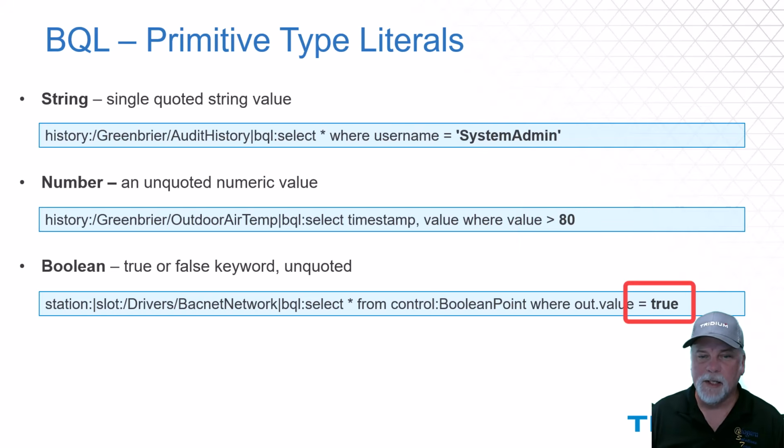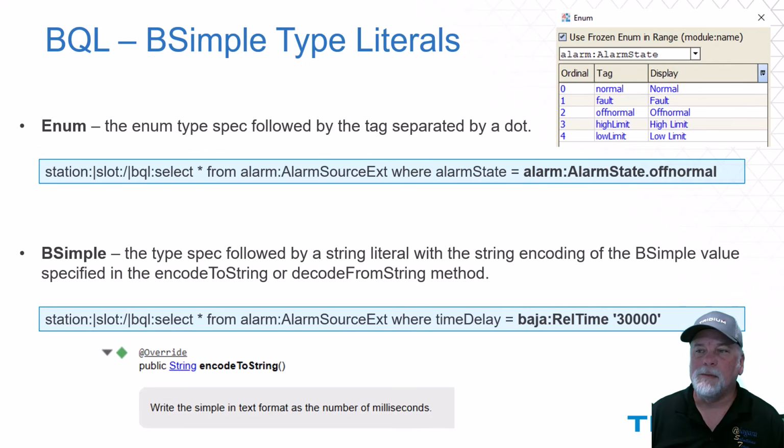And then for Boolean values, we have true or false keywords, and those are unquoted. So if you put single quotes around them, they would be evaluated as a string. So keyword true or false. There's also going to be times when we need to compare something to an enum tag value or to some other kind of component in the station, which is maybe a BSimple type object.